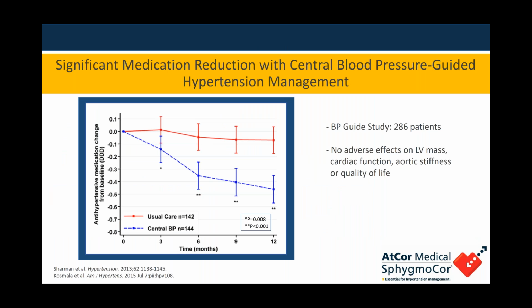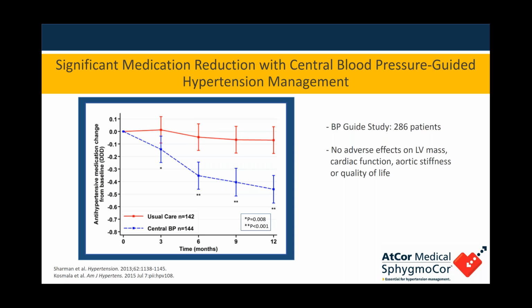This study I like very much. It was a study called the BP Guide study. It was a small study of 286 patients looking at how central blood pressure guided hypertension management alters clinical management of patients in a community-based setting. And it basically randomized people to either be treated with conventional management absent the SphygmoCor device or utilizing SphygmoCor alongside conventional management.